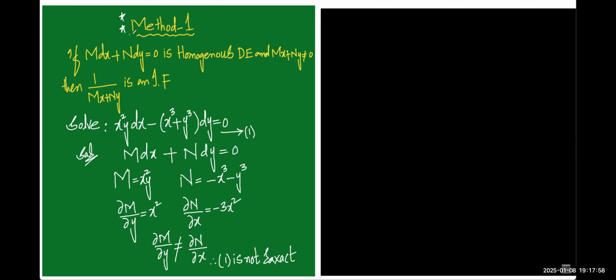To get the integrating factor, we need to check two conditions. Condition number one, it should be homogeneous differential equation, and Mx plus Ny should not be equal to 0. Homogeneous, how to identify? You can see x square, x power is 2, y power is 1. Together, power 3. X power 3, y power 3. Means M will be having the power 3, N will be having the power 3. If both of the powers of M and N are equal, then we say that it is homogeneous differential equation.